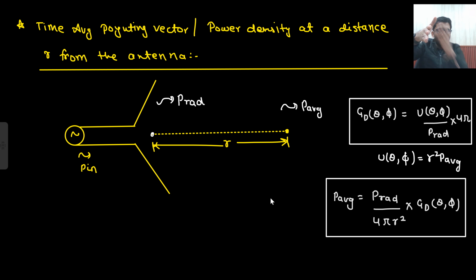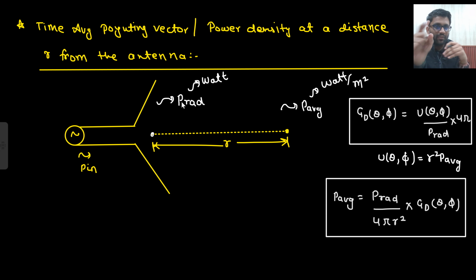From an antenna, P radiated power is being radiated. Now I am asking, at a distance r, what will be your P average? What is the unit of P radiated? Watt. How much power is radiated? What is this? Time average pointing vector or power density. So what is the unit here? Watt per meter square.